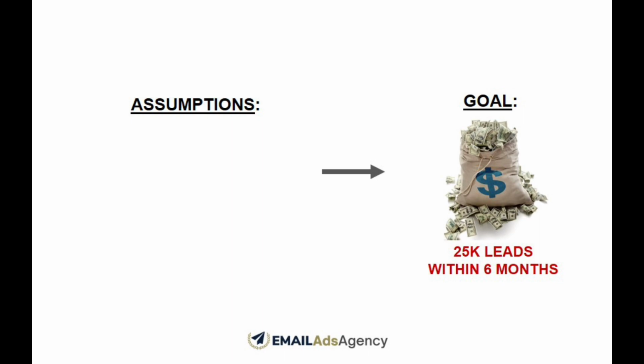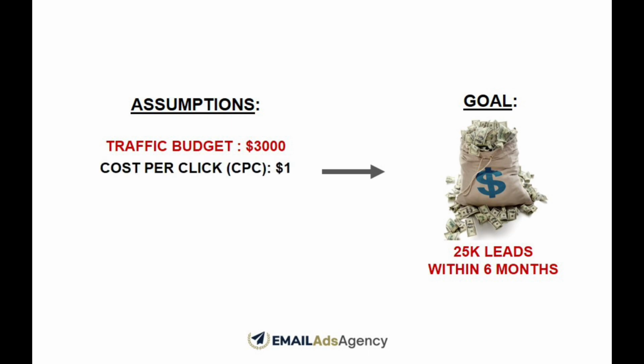The first assumption is that we have a traffic budget of $3,000. The second assumption is that the cost per click of getting a visitor to our website is $1. So that means every person who visits our website will cost us $1. Then the third assumption is that we get an opt-in rate of 50%. I've seen many opt-in pages which do 40, 45%, 50%, and even 60%. So 50% is a good estimate of what we can get.